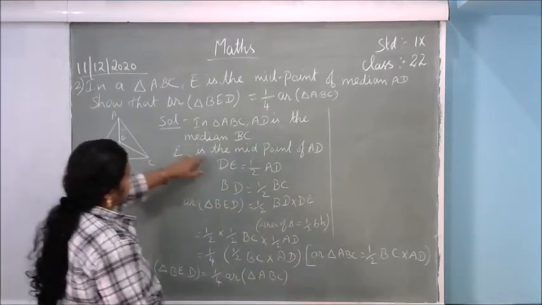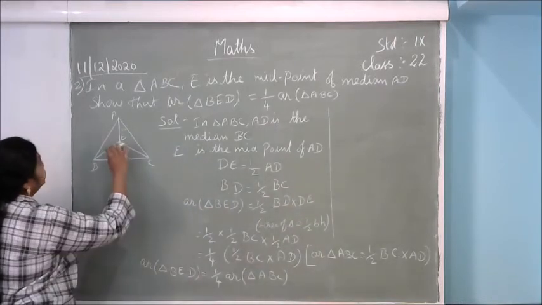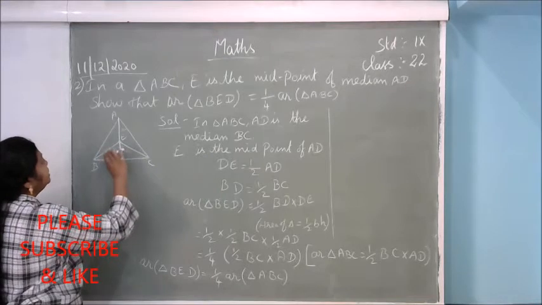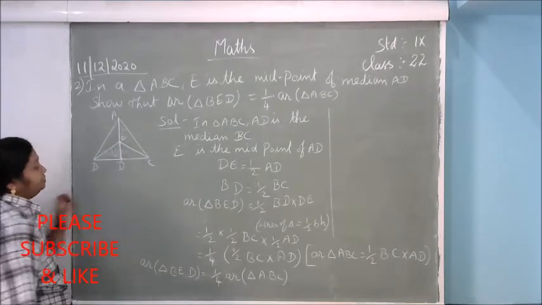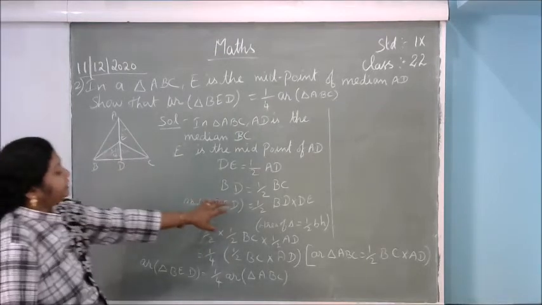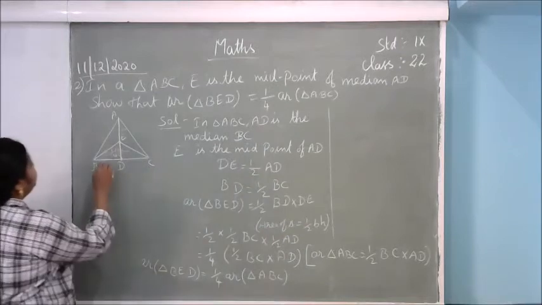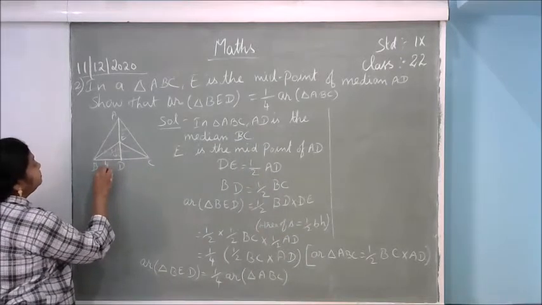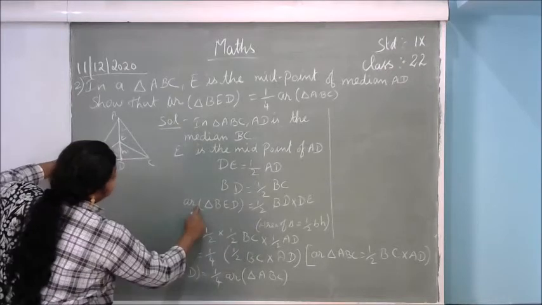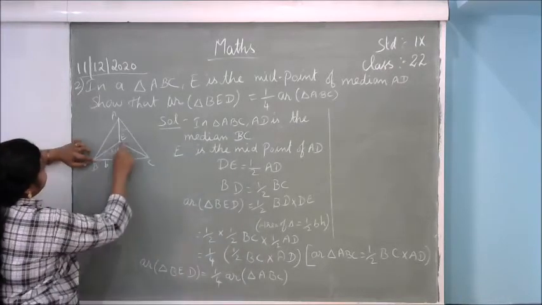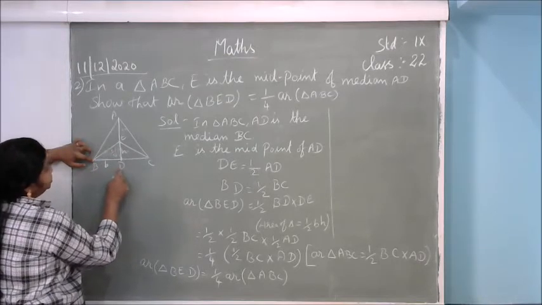Now, area of triangle BED, this triangle we will take. If you are taking this triangle, you apply the formula. Area of the triangle is what? Half into base into height. B means base, this is the height. That's why I wrote area of triangle BED is equal to half of BD into DE.